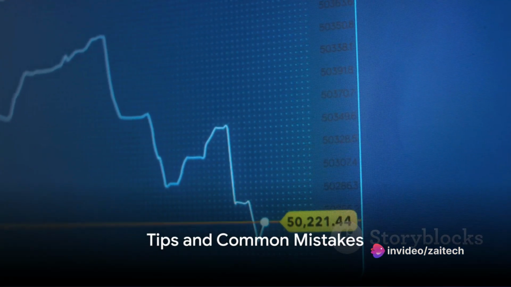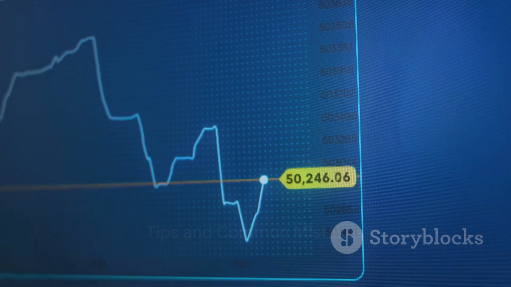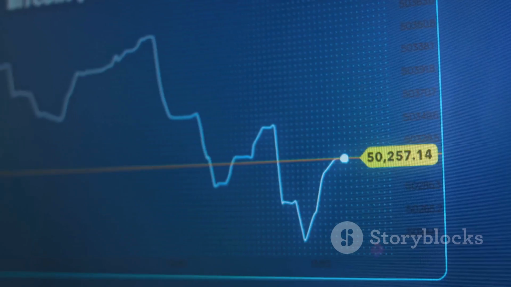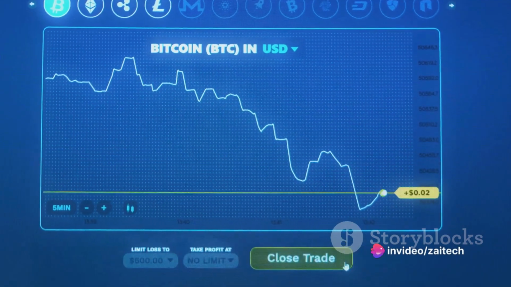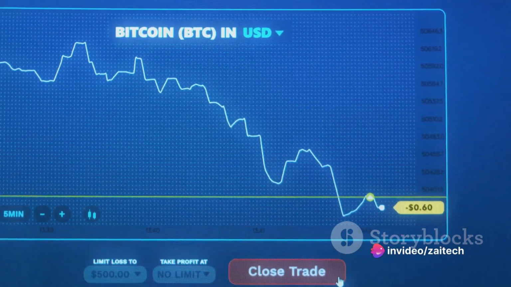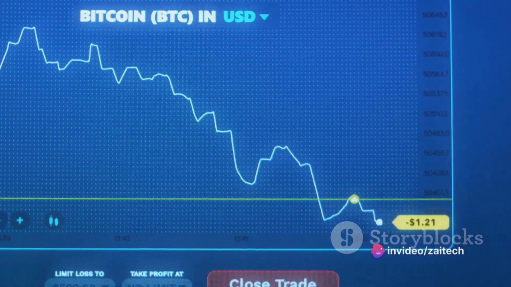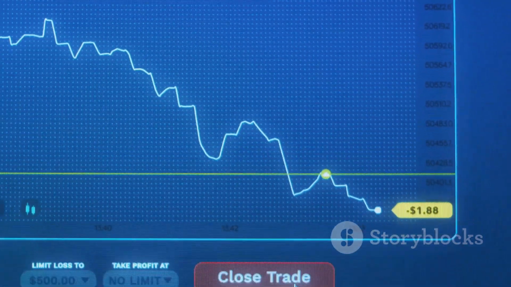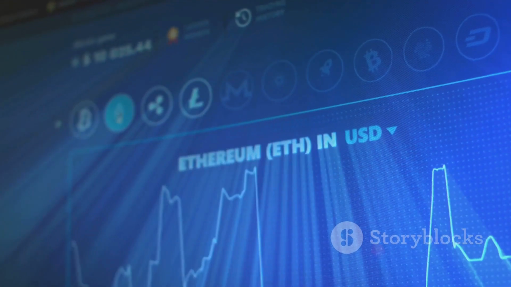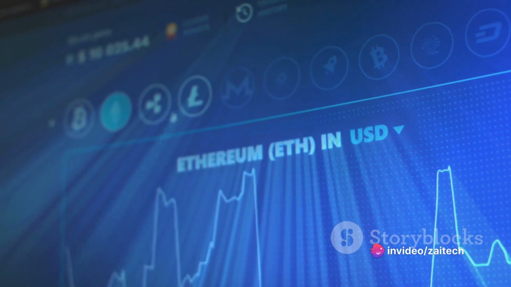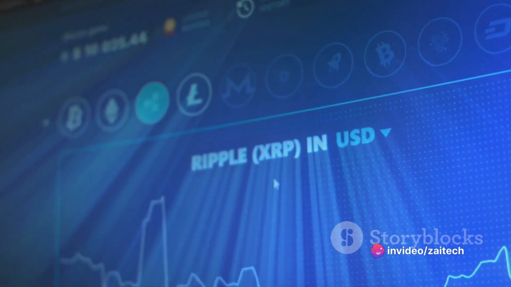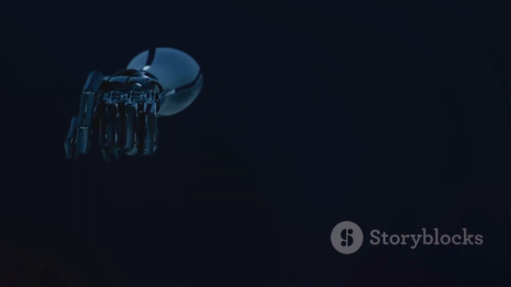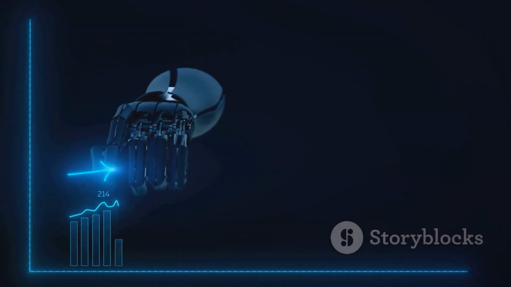Before we wrap up, I want to share some tips for success and common mistakes to avoid. When it comes to mastering the 15-minute scalping strategy, there's more to it than just understanding the technicals. The most effective scalpers are disciplined and patient, not simply reactive to the market's every move. Remember, the goal of scalping is to make small, quick profits. So, avoid overtrading. It's easier to maintain control and stick to your strategy when you're not constantly in the market.